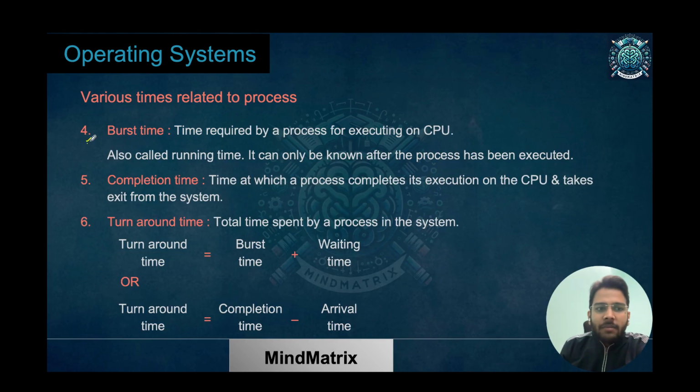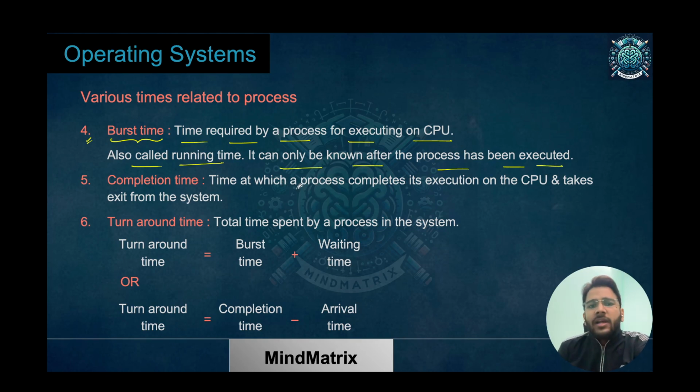What is burst time? Burst time is also known as CPU time or running time. Here the burst time is the time required by a process for executing on the CPU. It is also called running time. It can only be known after the process has been executed. Let's say a process P1 has a burst time of 2 milliseconds or 2 units. So for 2 units of time, the process P1 is going to get the CPU. That is your burst time, also called running time.